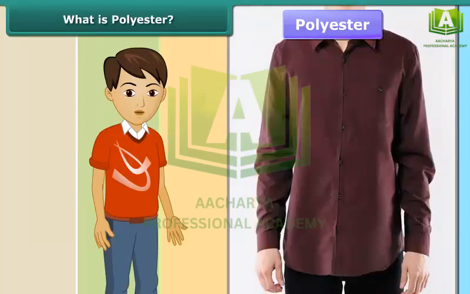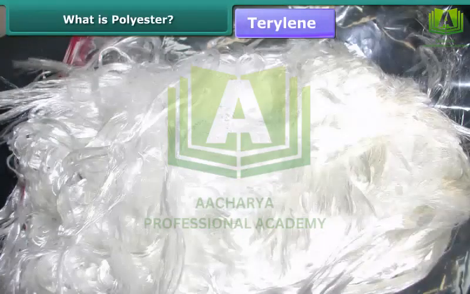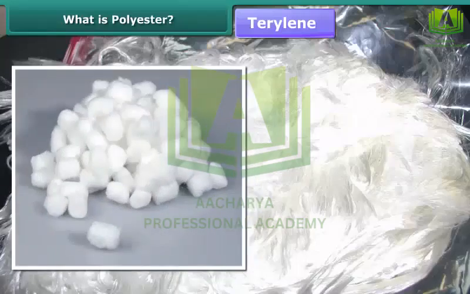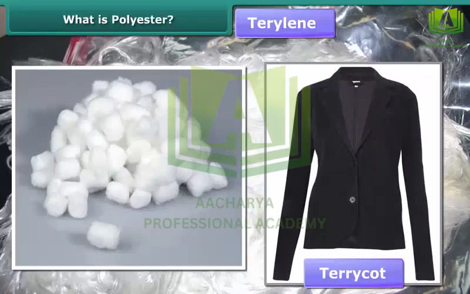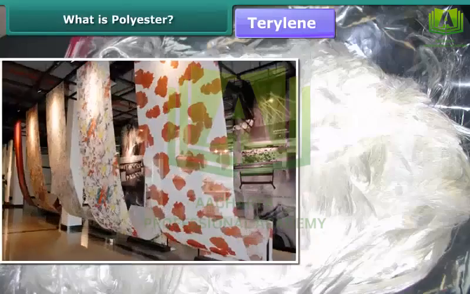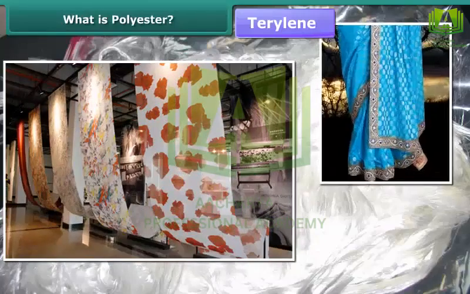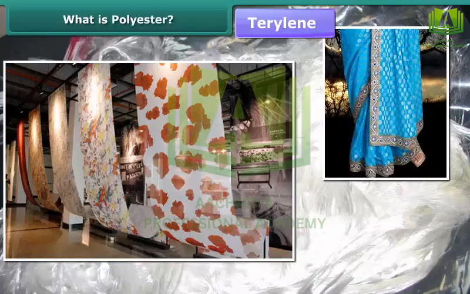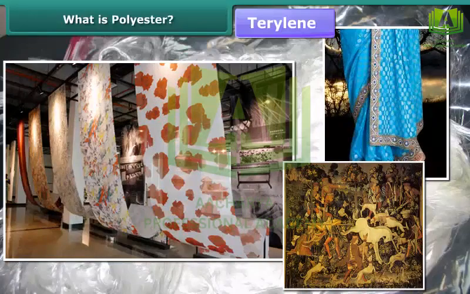Fabrics made of this fiber do not get wrinkled easily, remain crisp, and are easy to wash. Have you ever heard of terylene? It is a popular polyester fiber. Terylene can also be mixed with natural fibers like cotton or wool to give terrycot or terry wool respectively. Terylene is used extensively in textile industry to make clothes like saris, dress materials, tapestry, etc.